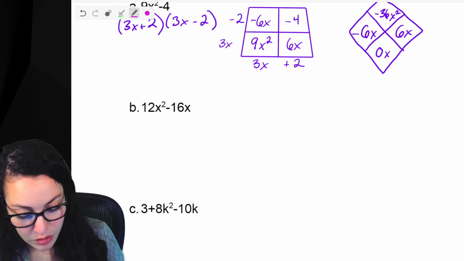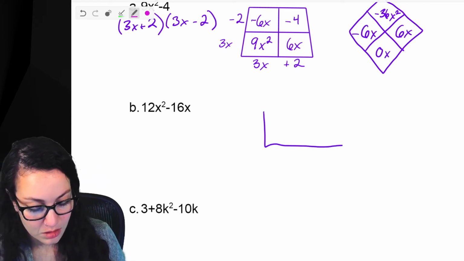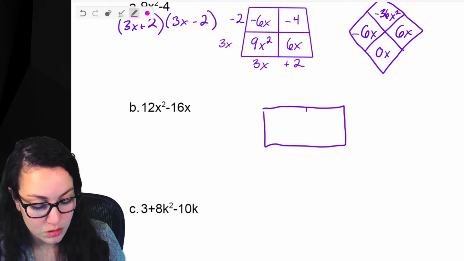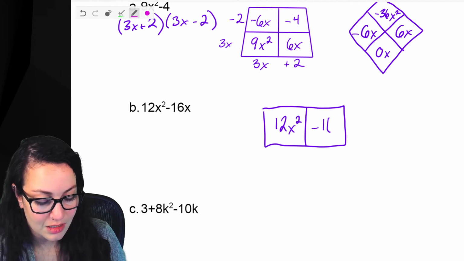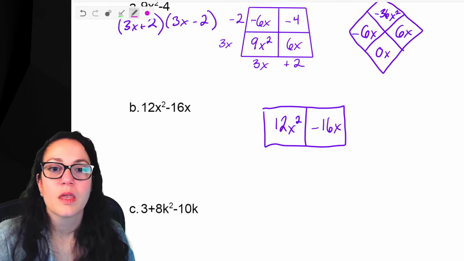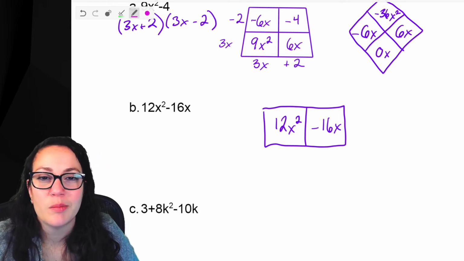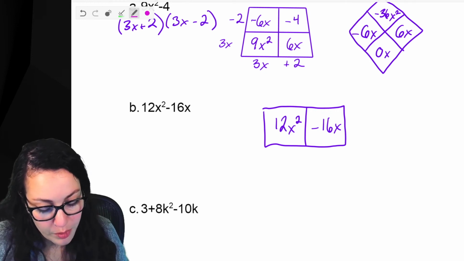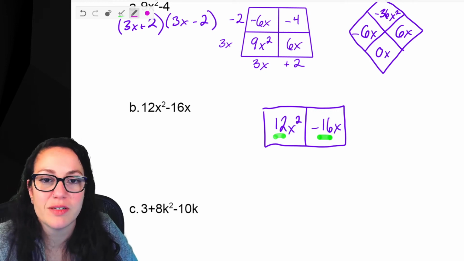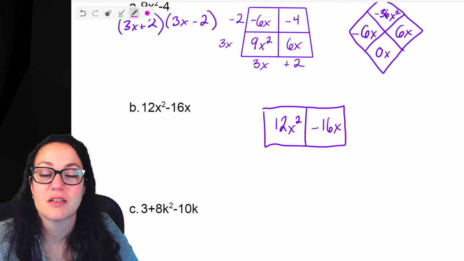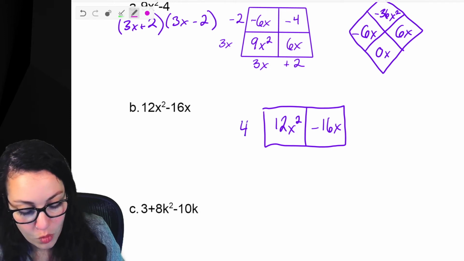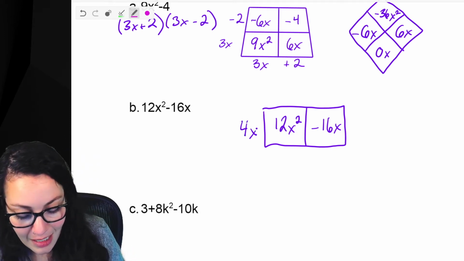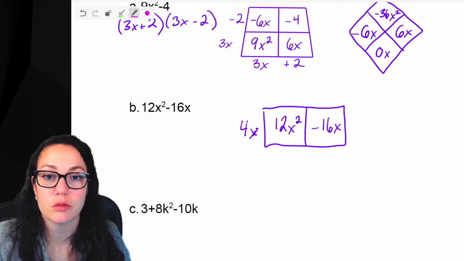So I'm going to write my two terms like this. So I'm going to have 12x squared and negative 16x. So I want to think about a greatest common factor here. I notice that they're both divisible by 4. 12 and 16 are both divisible by 4. And they both have an x, at least one x. So I'm going to take out a positive 4x. And then I have to think about what's left for each of those terms.